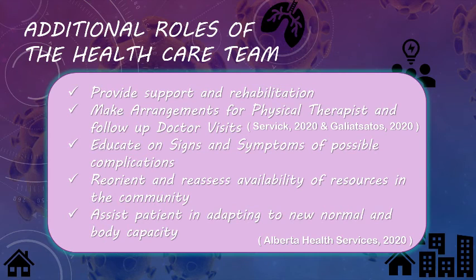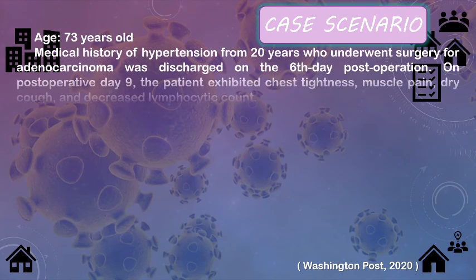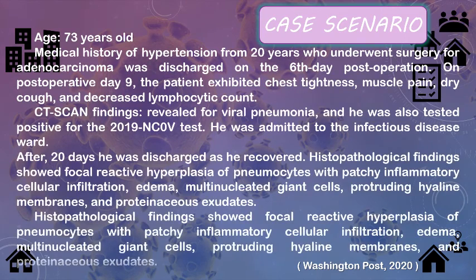So here is the summary of our case scenario, but if you want to check the whole clip of the case, we will be providing you with a link. The patient is 73 years old, with a medical history of hypertension, who underwent surgery for adenocarcinoma and was discharged on the 6th day post-op. On day 9 post-op, the patient exhibited chest tightness, muscle pain, dry cough, and decreased lymphocytic count. His CT scan findings revealed viral pneumonia.